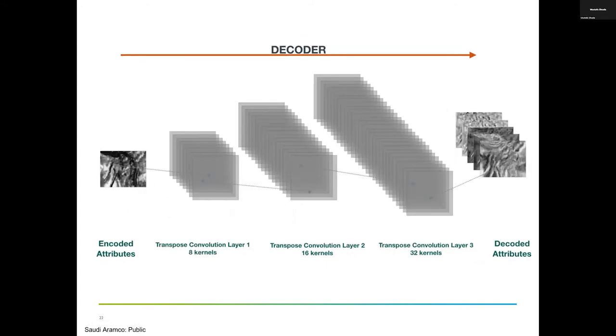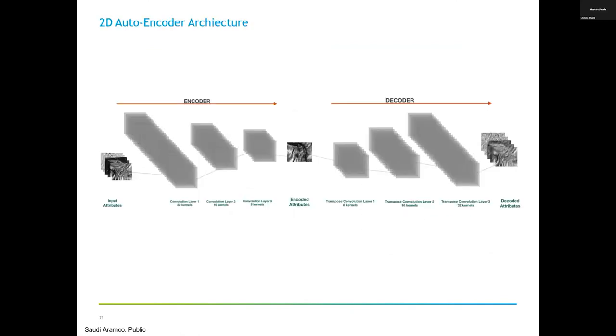Then we feed the images to our encoder network. It starts with 32 kernels, where each one captures the features from the different attributes. Then we reduce the number of kernels to 16, then 8, and finally a single filter that captures the features from the multiple attributes. The decoder is just the opposite of the encoder. It takes the encoded attribute and tries to create more feature maps. And at the last layer, we use 5 filters to reconstruct the 5 input attributes.